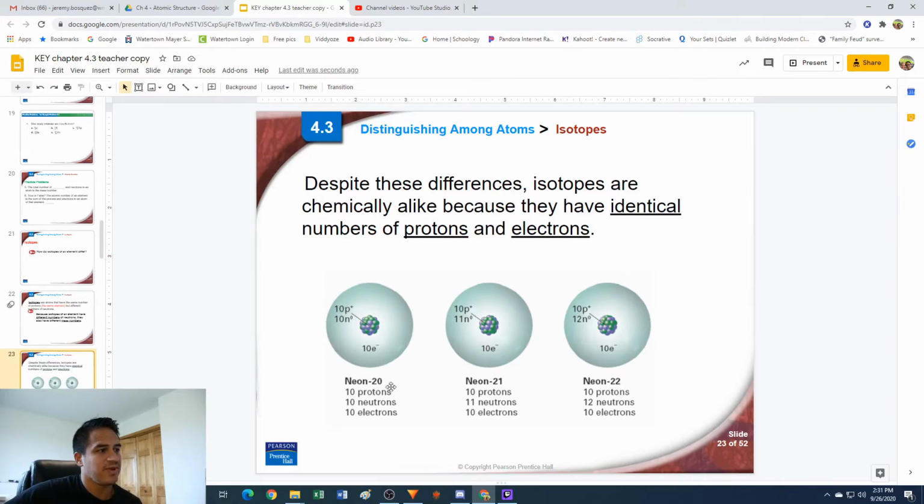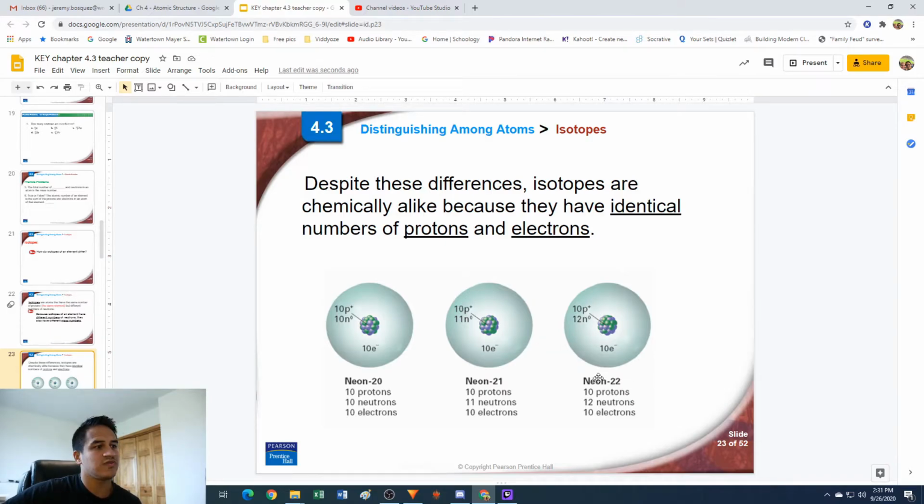Adding those together, you get a mass of 20. Then we have neon 21. Again, it has 10 protons because that's what makes it neon, but this time there are 11 neutrons. So it has one more neutron than the previous atom, in which case it's a little bit heavier, and we call this neon 21 because if we add those two together, our mass number is 21.